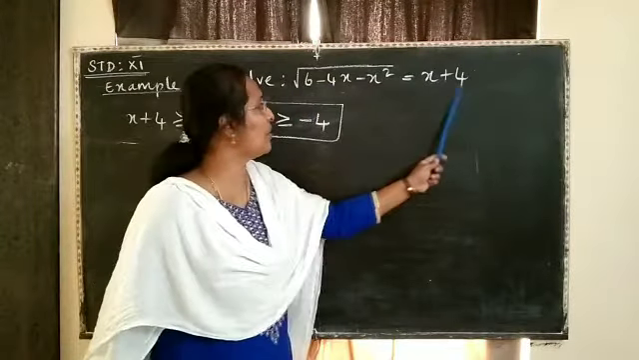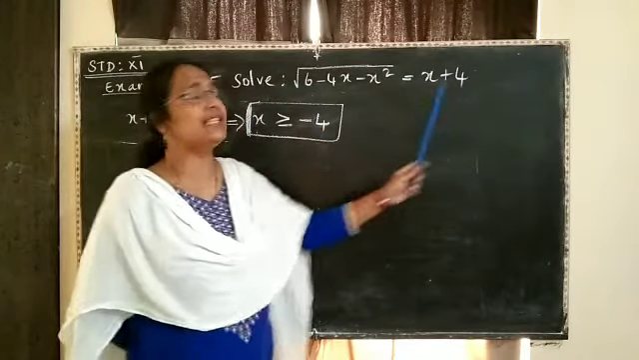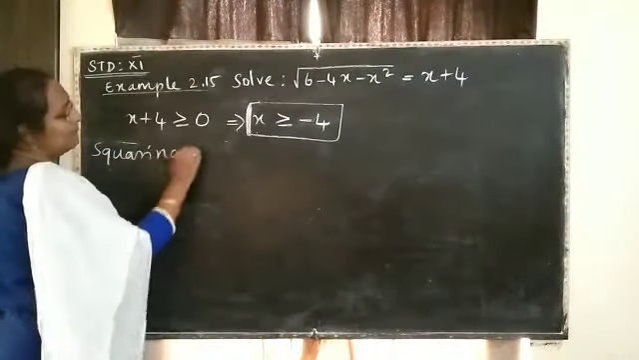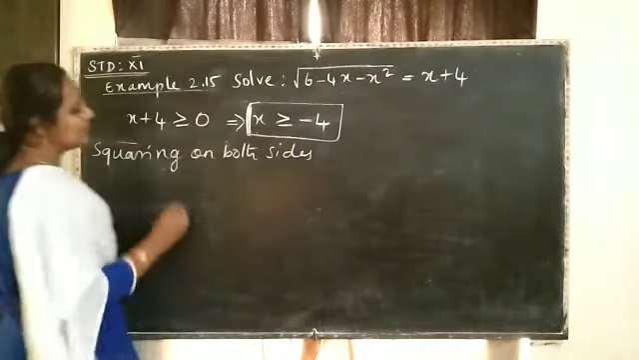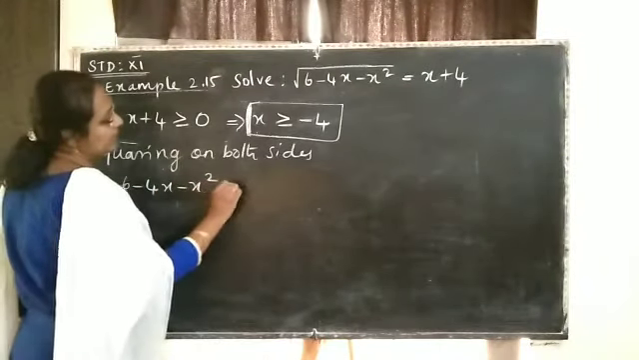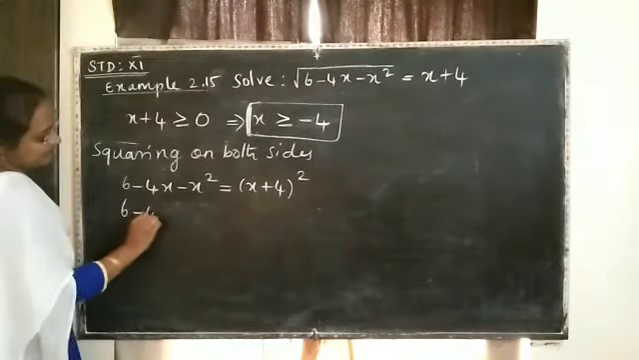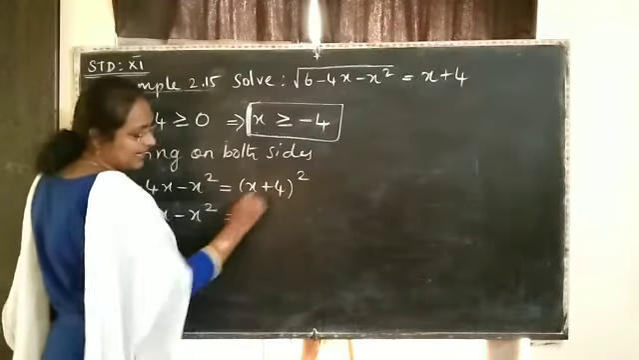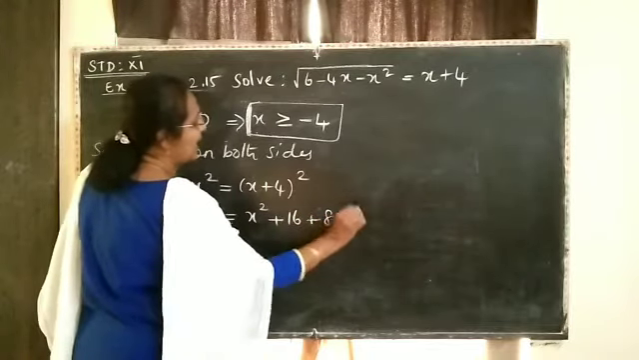Okay. Now as usual we are going to solve this equation. Square root of 6 minus 4x minus x squared equals x plus 4. Now we are going to square on both sides. Now look into this. What will I get? I will get 6 minus 4x minus x squared equal to (x plus 4) the whole squared. Now again, (a plus b) the whole squared expands to a squared plus b squared plus 2ab.